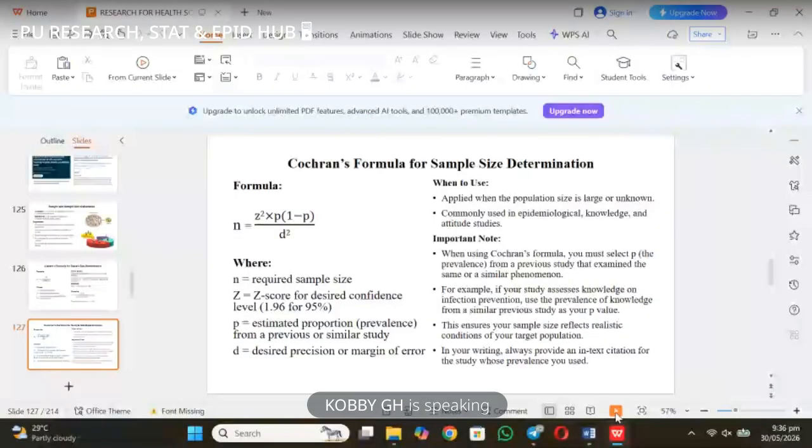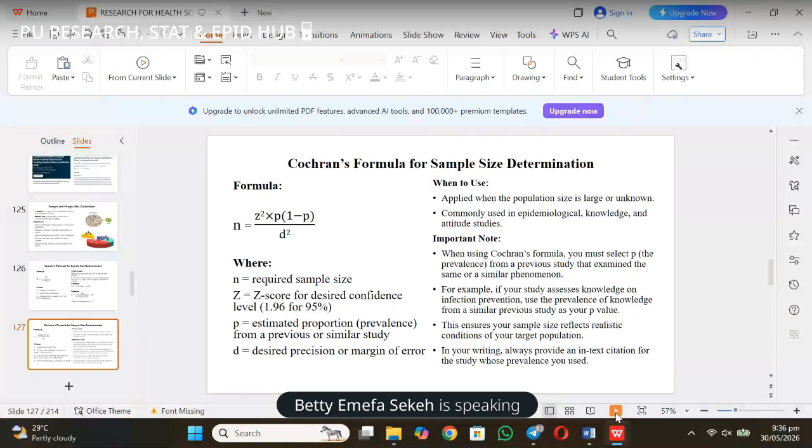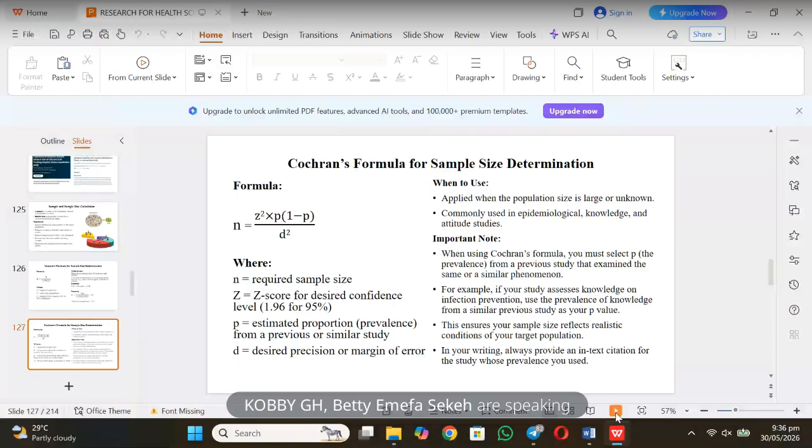When the population is large, good. So you see, now we are coming back to Yamani. In Yamani, even when you know the population and it's large, we don't encourage you to use Yamani. Come and use Cochran. If he asks you what conditions will influence you to use Cochran: when the population size, even though you know it, is large, use the Cochran formula.